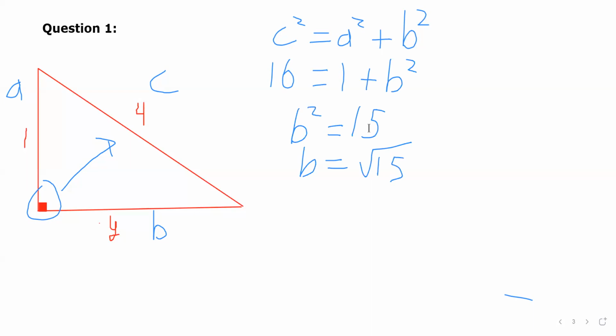Alright, so when you put that in a calculator, square root of 15 is 3.87. So b will end up being 3.87. Alright, and that's it. So label the triangle, make sure you know what side is the hypotenuse, plug in your values, and solve. That's simple. Alright, let's continue.